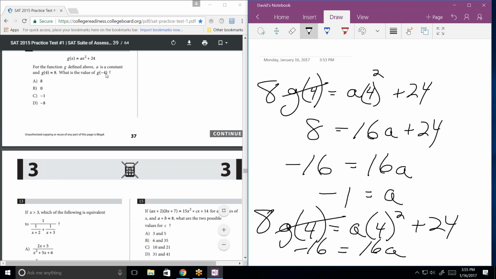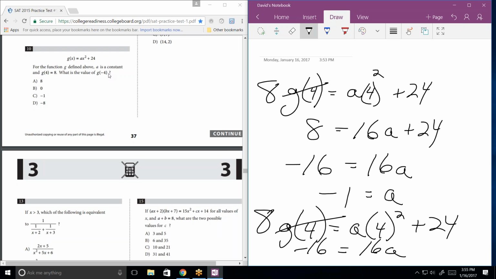They're asking for G of minus 4. You're absolutely correct in the way you did it and the speed with which you did it. I did it the slow way and gave myself the chance of making a mistake. You did it the fast way, knowing that G of minus 4 had to be the same as G of 4. Very good.